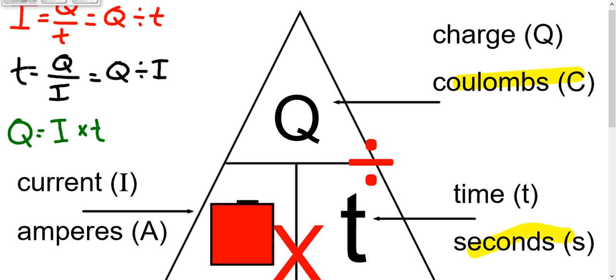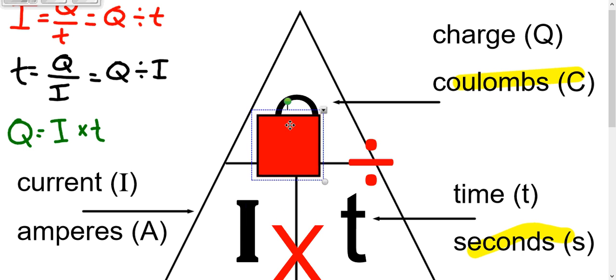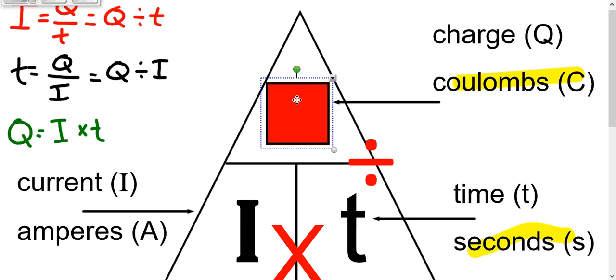Okay, so if my problem gives me Q, it says the current is such and such, the time is such and such, what's the charge? I'm going to cover up Q, and I have a little square that I can move around. You just use your thumb. And I and T are beside each other. So if they're beside each other in this triangle, that's going to be multiplication. So Q is going to equal I, current, times time.